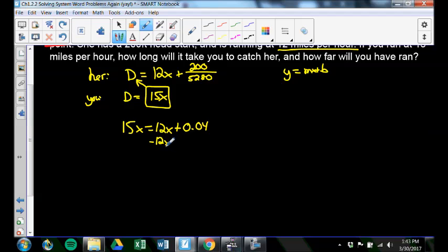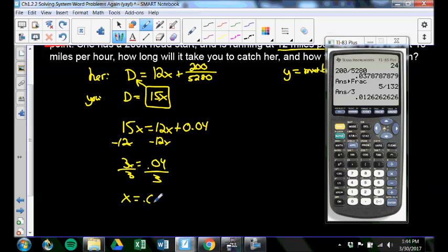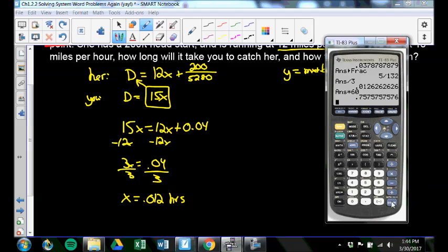Now we solve. Subtract 12x from both sides. You get 3x equals 0.04. Divide both sides by 3, and I'll get x equals 0.012 hours. Let's make that minutes. 0.75 minutes. Let's make that seconds. Should be 45 seconds. Yeah, 45 seconds.